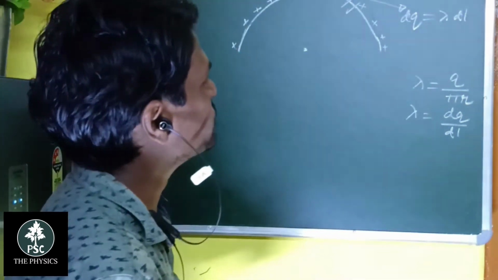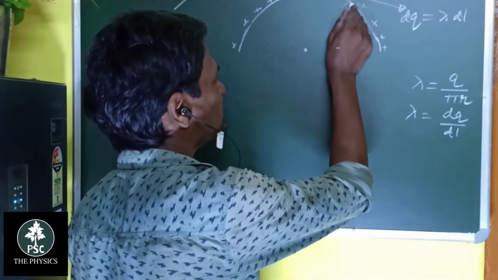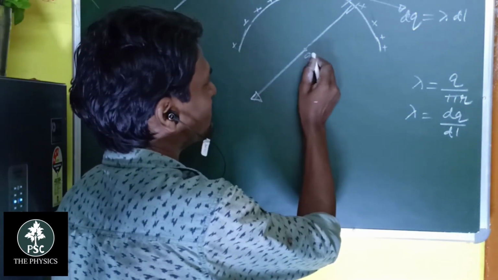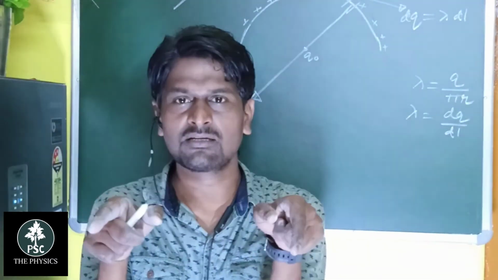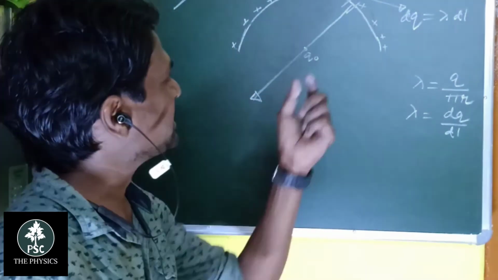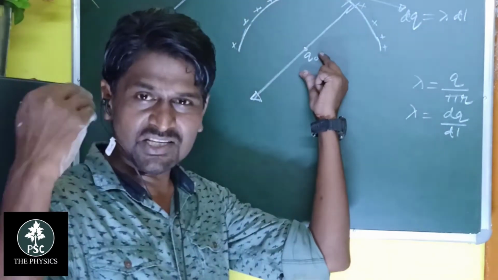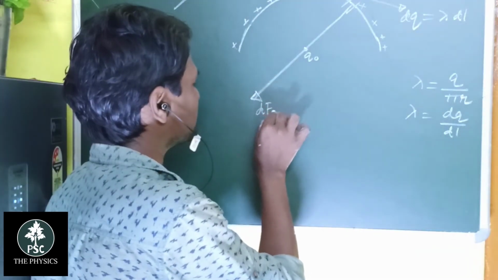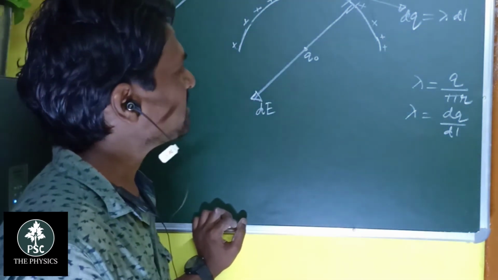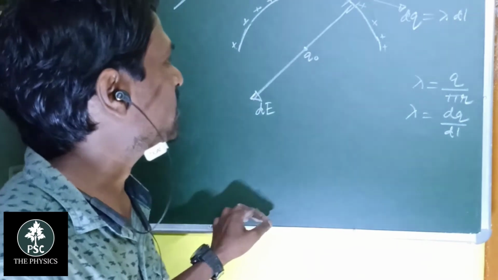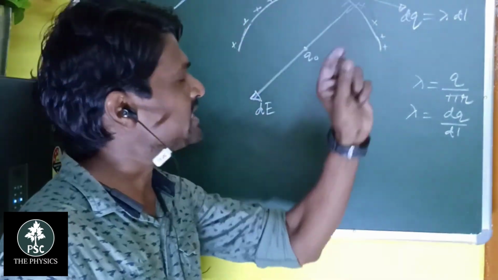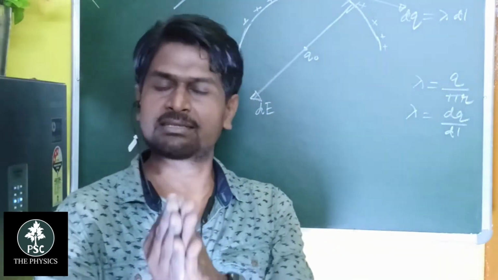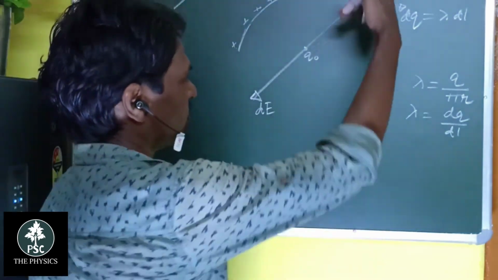So dq equals lambda into dl, and this amount of charge can create an electric field and give a force on a charge Q0 placed at that point. So this is a ring, and if we take a small portion of it, it can create a field and exert an electrostatic force along this direction, and we take this as dE. Why dE? Because it is also a small value. So dl, the elementary length of the ring, holds a small charge dq, which is lambda dl, and that creates an electric field dE along this direction.